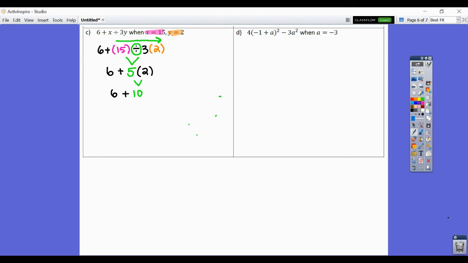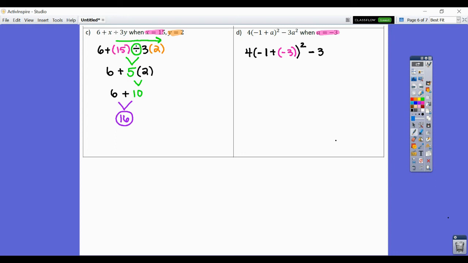In the next example, we have 4 times the quantity of -1 plus a, and we square that whole quantity, and then we subtract 3 times a squared. A here is going to be -3, and every time I replace it, I make sure to put parentheses around it. So 4 times the quantity of -1 plus a, which is going to be -3 in the parentheses. And then I'm squaring the whole thing, not just that -3, but my whole parentheses.